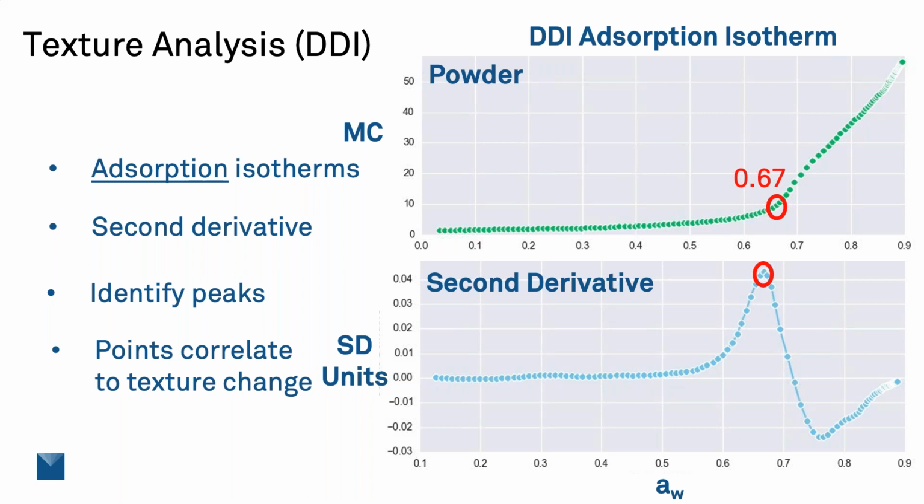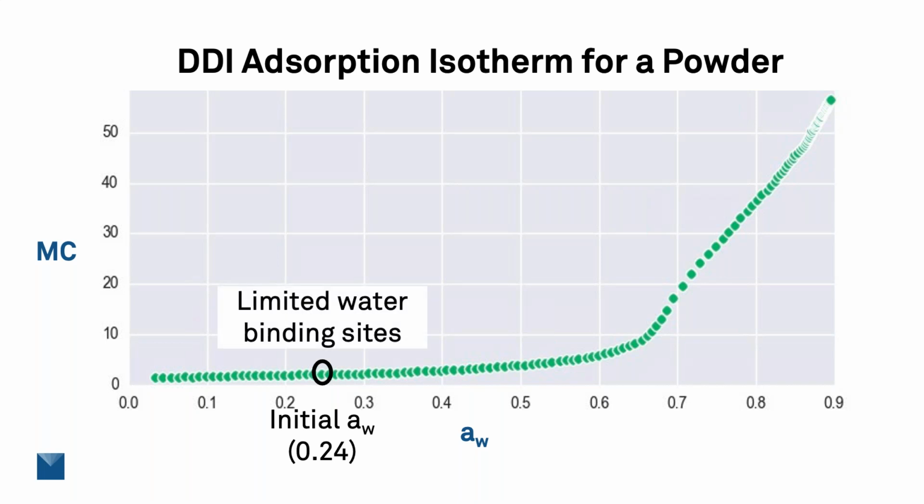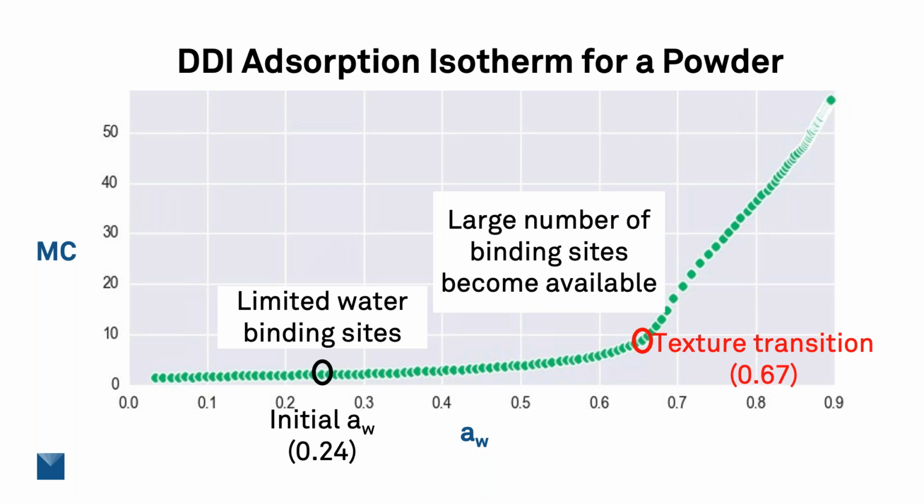So let's take a closer look at this isotherm now. So this next slide is the same exact isotherm. And this producer was making this powder initially at a 0.24 water activity. So way down here at this low water activity, there's a limited number of water binding sites. But once you get up to 0.67, this is where a lot of water can start to bind to the product. And as you move even higher up this isotherm, this is where we'll get severe caking and clumping for this product. So if I was working with this powder producer, I might even encourage them to bring up the water activity of their product, because they can safely increase their water activity and slightly increase their moisture content, but still be well below that texture transition point.